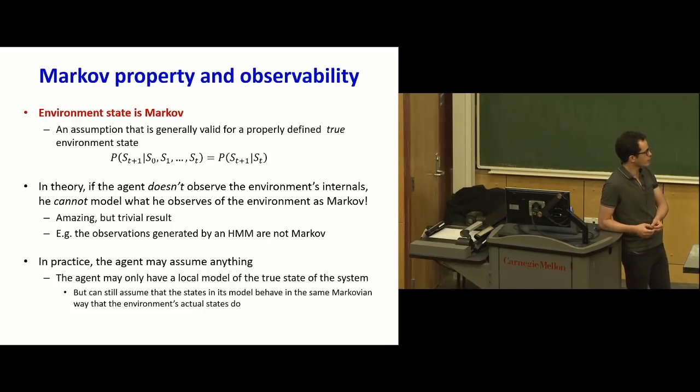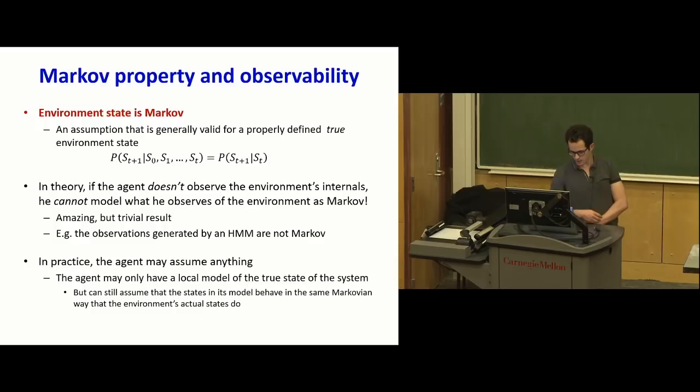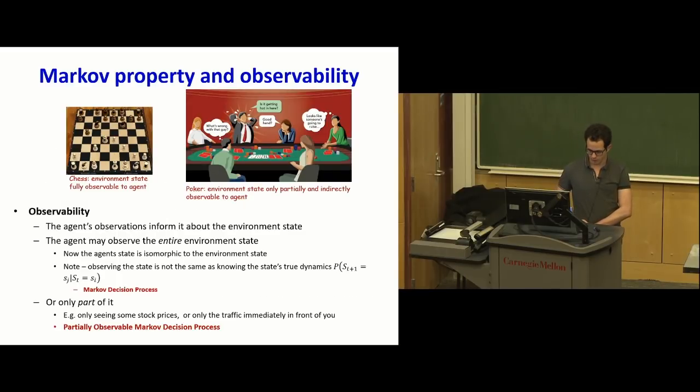Now, in practice, you can assume anything. Your model is going to be local, but you can still assume that the states behave in the Markovian way that the environment does. If they don't, well, too bad for you, I guess. But you've got to hope that they do, so that reinforcement learning can hold.